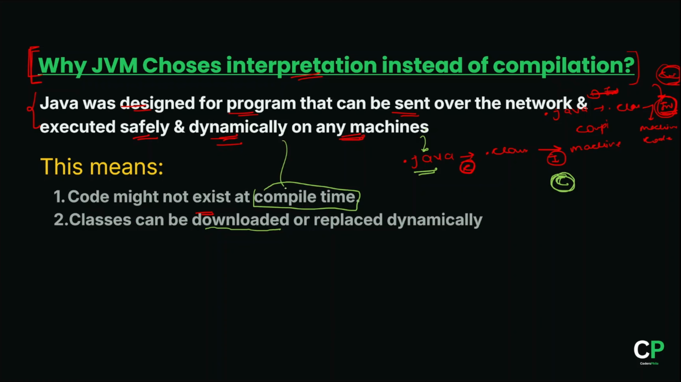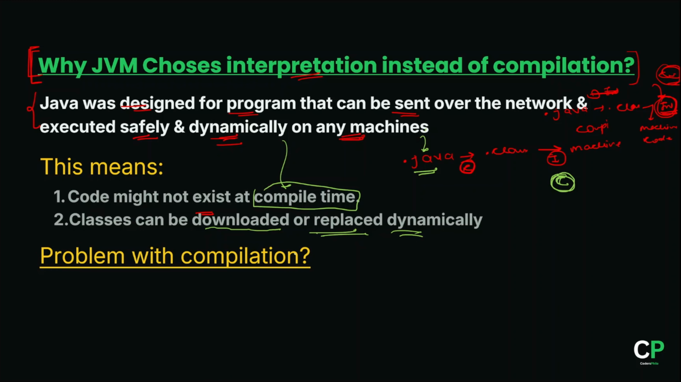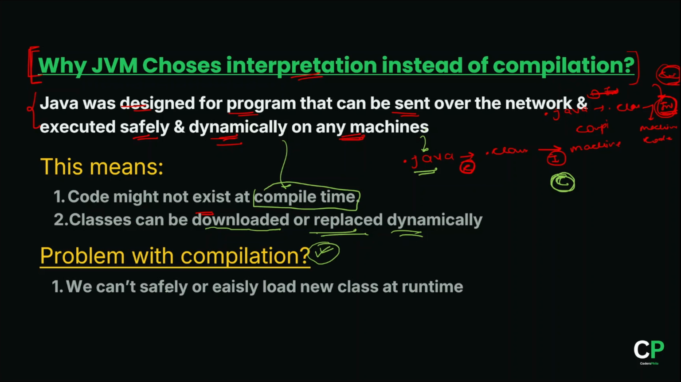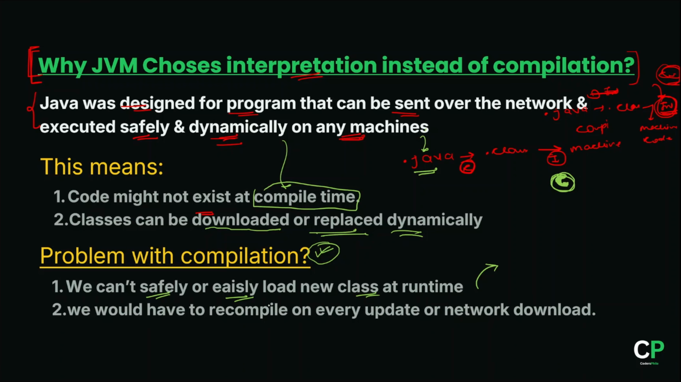In network-based programming, classes can be downloaded or replaced dynamically, but this is not possible with compilation, because we can't safely or easily load new classes at runtime if compilation is done. Every time we load a new class, we would have to recompile on every update or network download. That's why it does not choose compilation; instead it chooses interpretation.